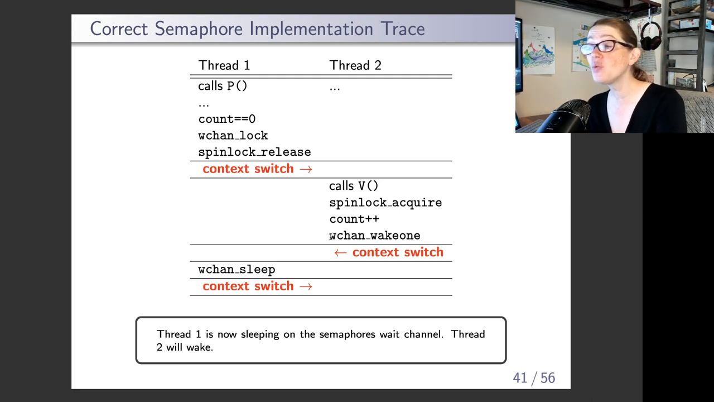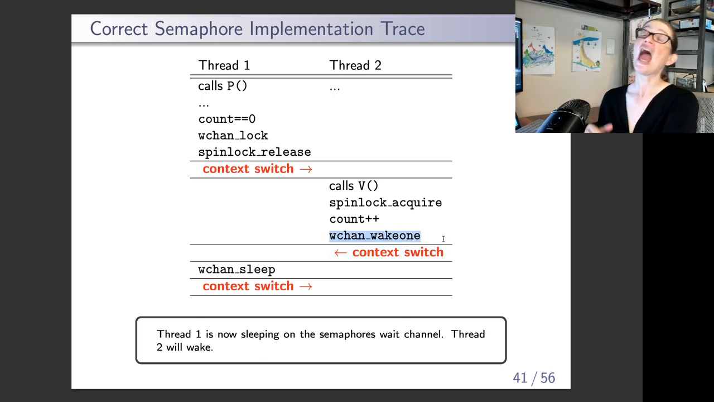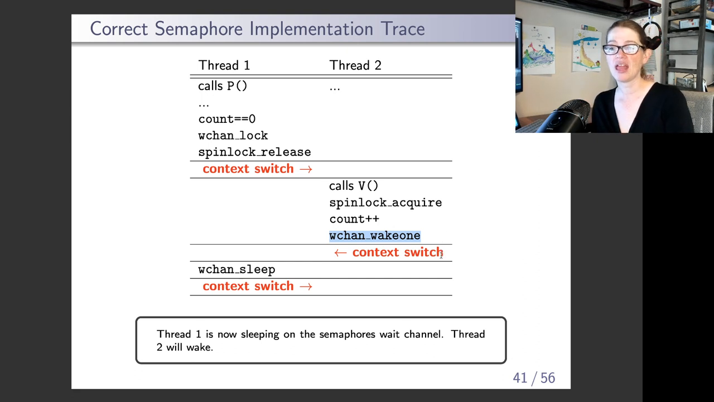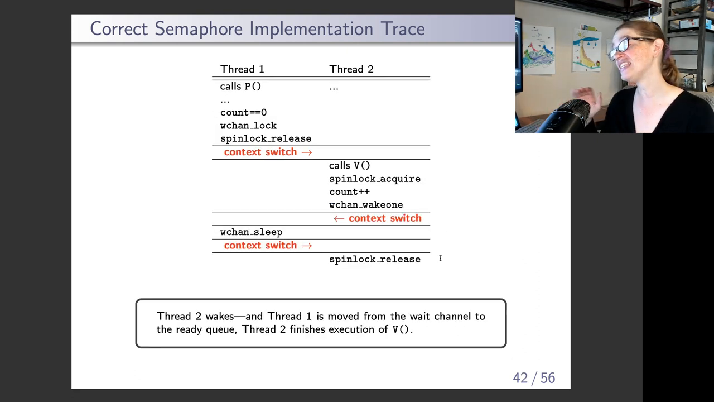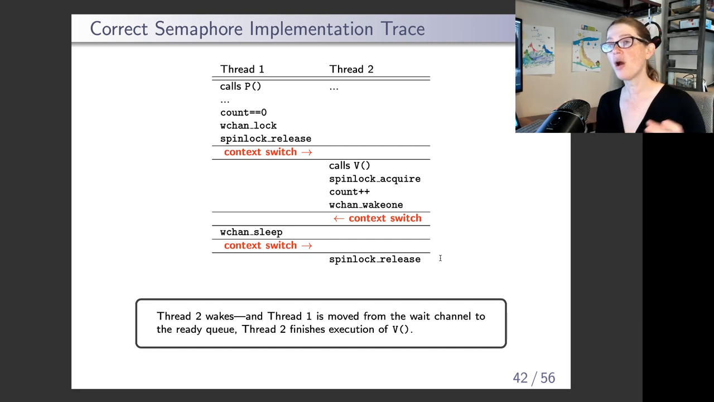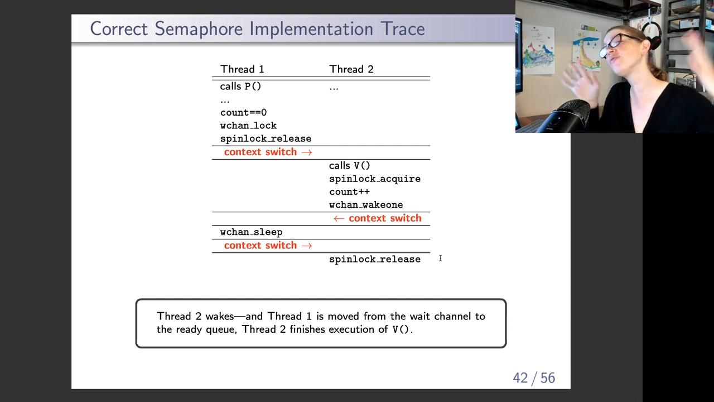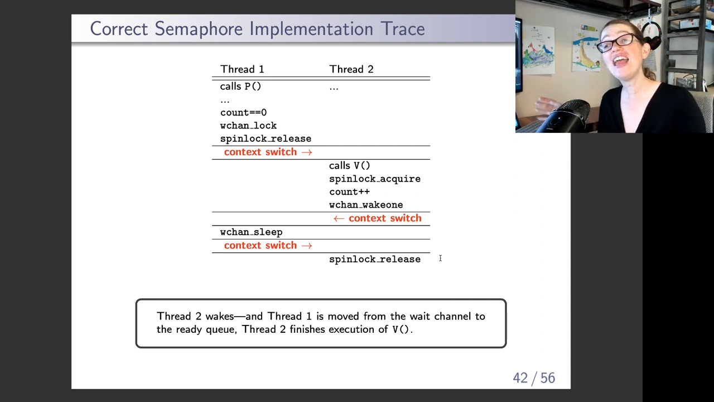Thread 2 is going to wake up at the beginning of wake 1, and then it's going to acquire the wait channel lock inside of wake 1 and then wake you up and put you back onto the ready pool. And then it releases the spin lock. And now thread 2 has woken thread 1. Thread 1 will then try to acquire the semaphore again. And hey, it now recognizes that the resource is available.